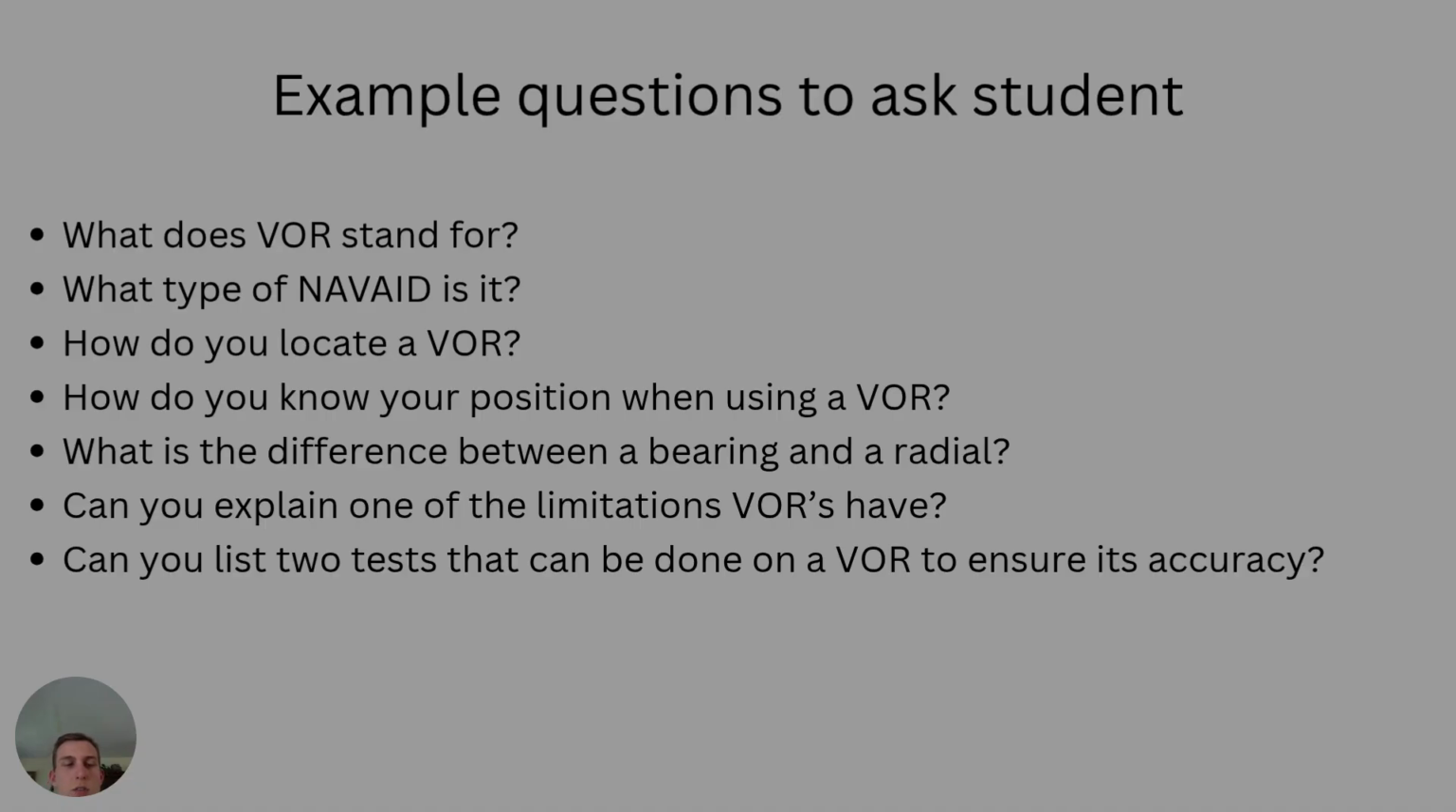How do you know it's in service or being maintained? And then how can you determine your position? How do you know what radial or bearing you're on? And then can you explain to me one of the types of limitations that VORs have? What's caused this limitation? Can it be avoided?